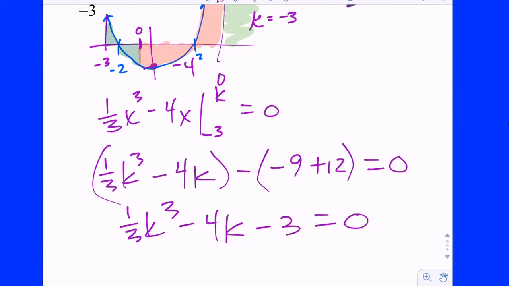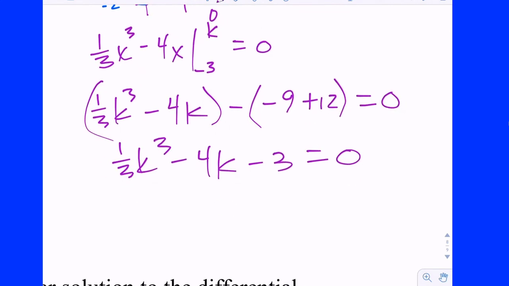Now you have a fractional coefficient there, which you're free to work with, but if you want, what could you do? Multiply everything through by 3. And you end up with k cubed minus 12k minus 9, and of course 0 times 3 is still 0. Now, of course, that's a cubic polynomial. As we saw up above, there's up to 3 solutions.